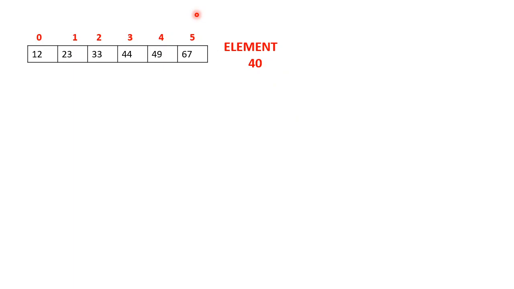So for insertion we will perform two tasks. First task is to find the appropriate position for 40. We know that 40 will be placed between 33 and 44. So what will be the right index for 40? Correct, index 3. It will be placed at index 3. So this is the first task that we will perform.